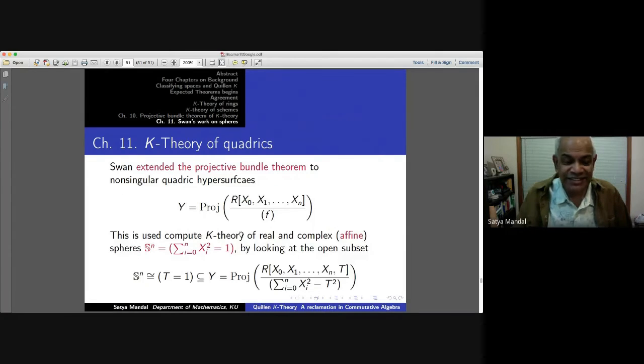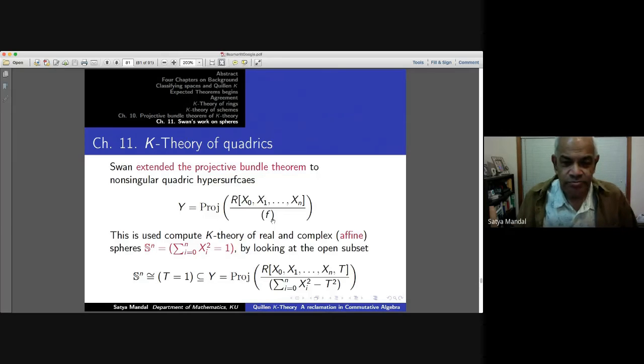Last chapter, K-theory of quadrics. You know, Swan gave, I think this is the best application of K-theory. Swan, in his paper in Annals, gave a version of this projection formula for quadrics.